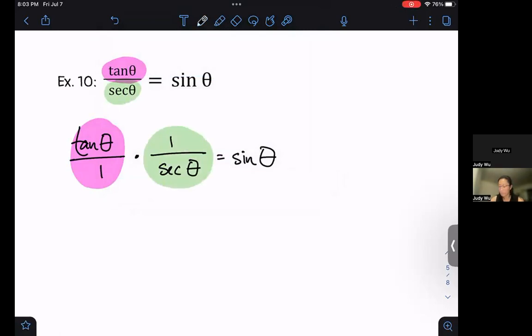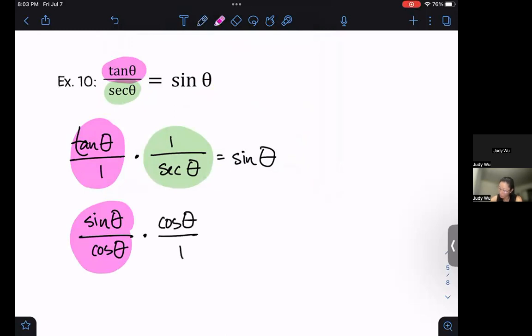And now, because I'm trying to go to sines, I'm going to try and turn everything into sine and cosine and see what happens. So tangent is really sine theta over cosine theta. So let's color code that in the pink. Times secant theta is really cosine theta over 1. And we'll highlight that in the green. And we're going to write the other side because we do want full credit.